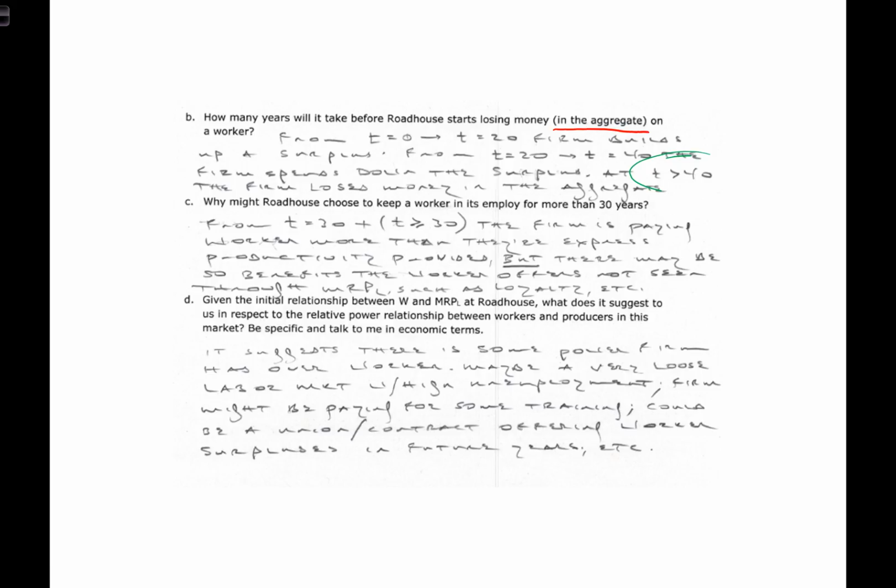So I then asked the question in Part C, why might Roadhouse choose to keep a worker and its employee for more than 30 years? Well, at time equals 30, the firm is paying the worker more than the expressed productivity provided, so there might be some risk there. This might be something we have to think about.